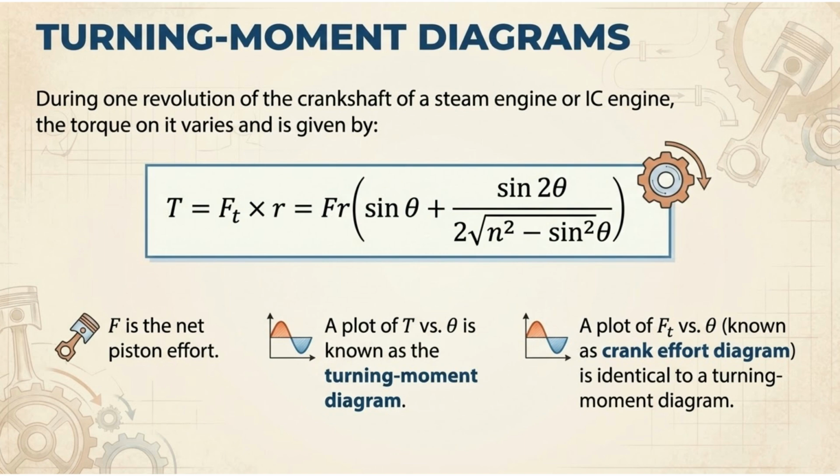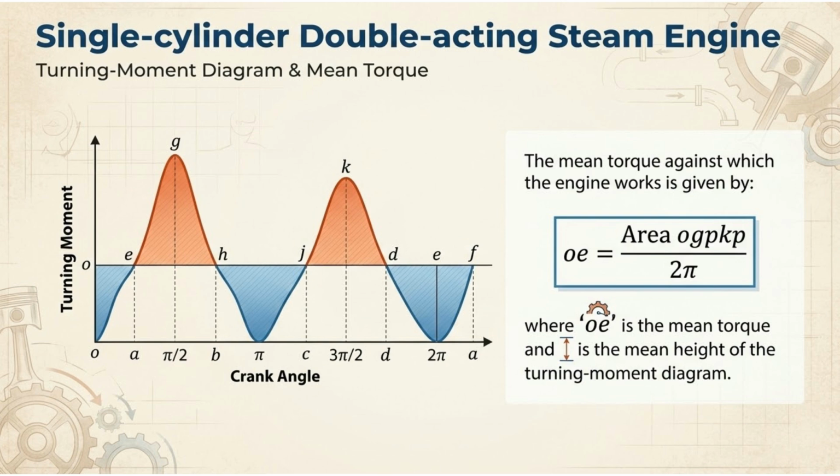The torque on the crankshaft of an engine varies during one revolution and is given by this equation, where F is the net piston effort. A plot of torque versus crank angle is the turning moment diagram. For a single-cylinder double-acting steam engine, the diagram shows how the turning moment varies with the crank angle. The mean torque against which the engine works is calculated by dividing the area OGP-Kp by 2 pi.